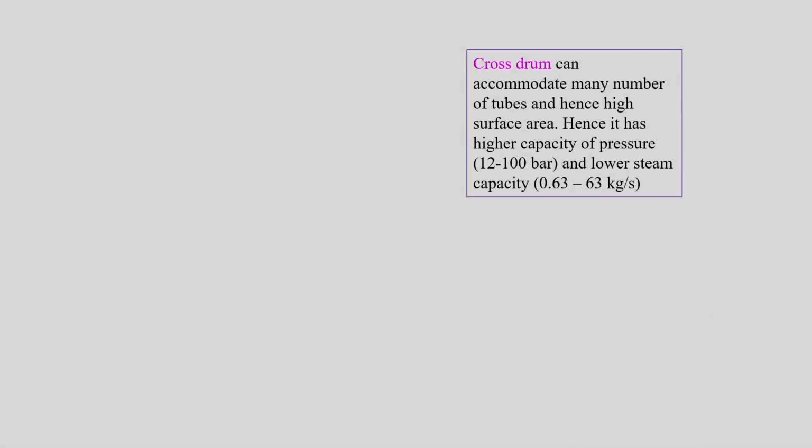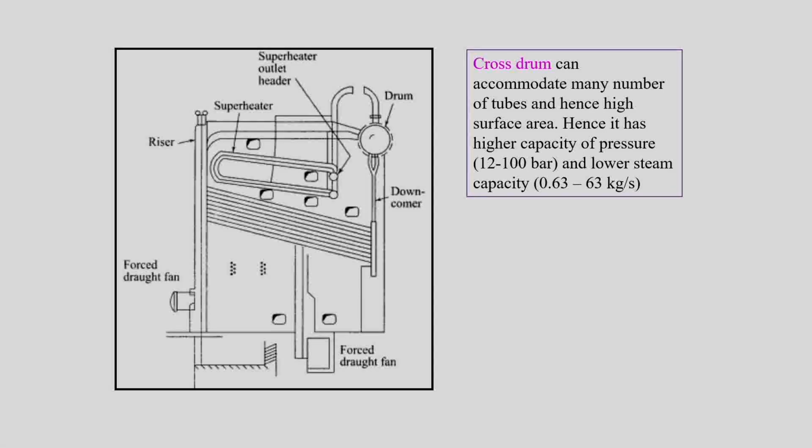But we have the cross drum boiler, where the plane of the drum is perpendicular to the plane of the tubes, such that it can accommodate many tubes, and such that it can lead to very high pressure inside the drum of the steam, 12 to 100 bar, and it can produce steam at a very large rate, from 0.63 to 63 kg per second. So, this is how we have the construction or different arrangements of the water tube boiler.